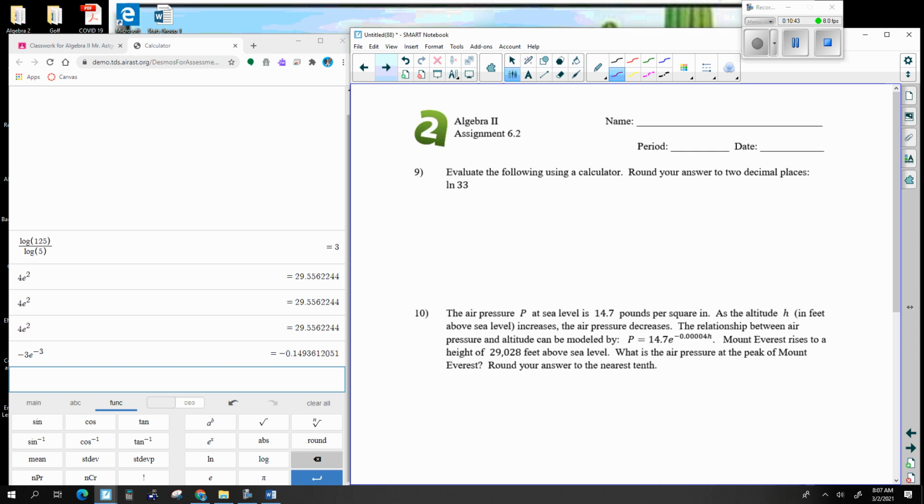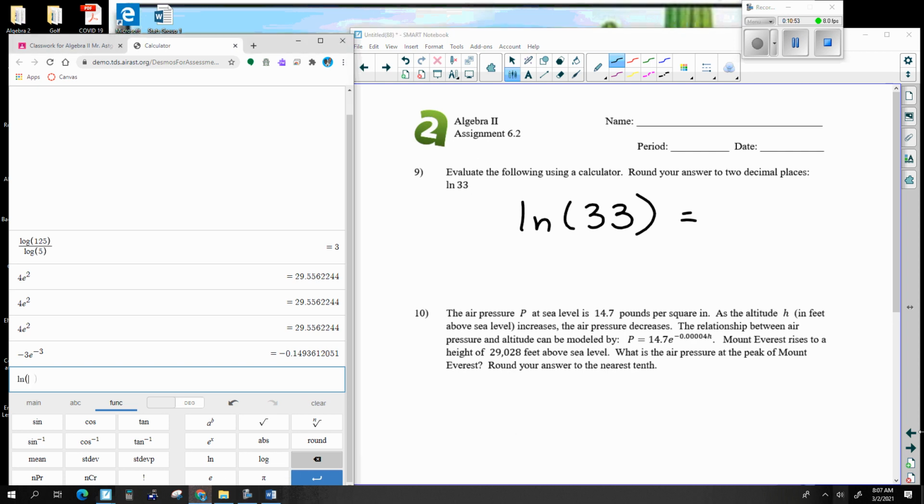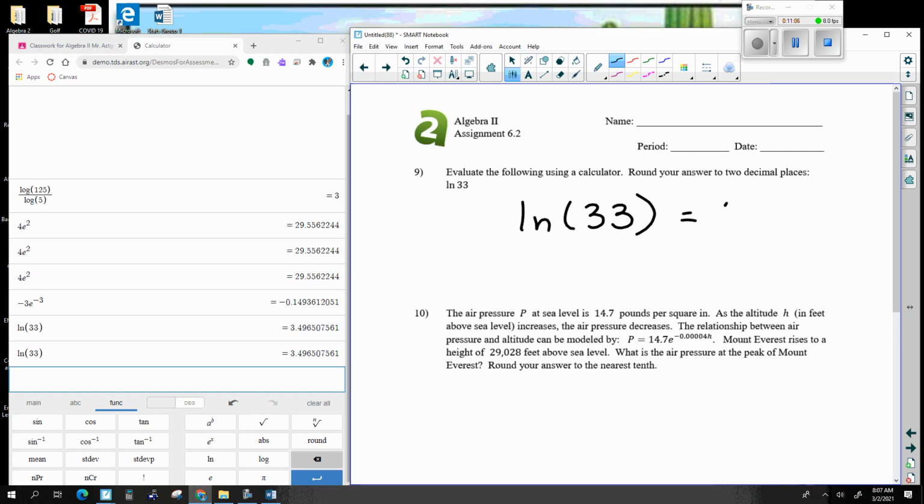Evaluate the following using your calculator. So we have the ln of 33. Again, they have an ln button right there on your calculator. All right, so you can just type in the ln of 33, or you can just literally type in the letters ln. You can do the same thing just by straight up typing.